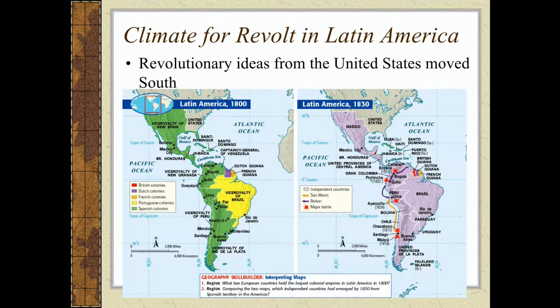Of course, if you look at this map, you can see the colonies of Latin America in the 1800s and the lack of colonies in 1830. You can look at both maps and get an idea of what European countries were controlling Latin America. European countries like the British, the Dutch, the French, the Portuguese, and the Spanish.